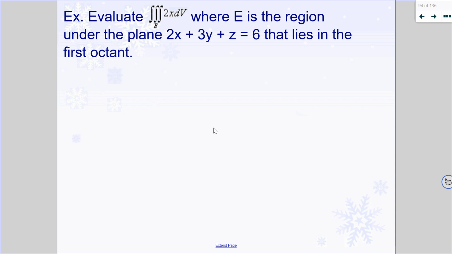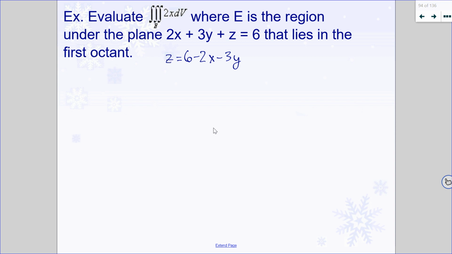So I'm going to set this up how it was presented. Because it's in the first octant, I could really do this a number of ways, but since we are talking about this with respect to the xy plane, I'm going to solve for z here. Solving for z, I get 6 minus 2x minus 3y. So that helps me to know my bounds.